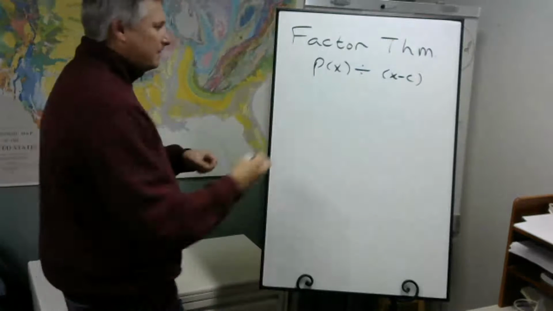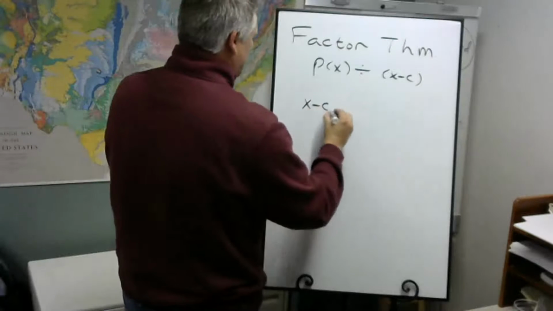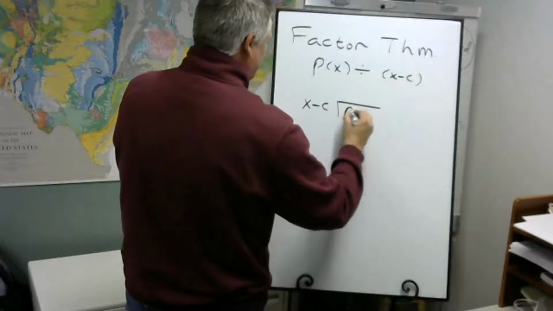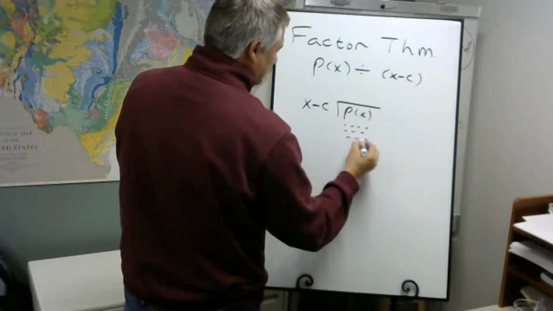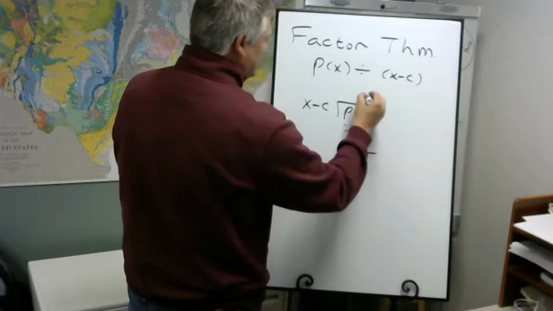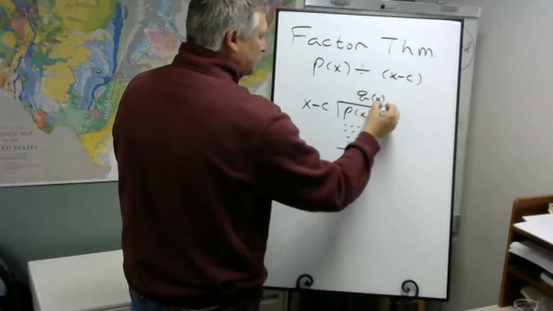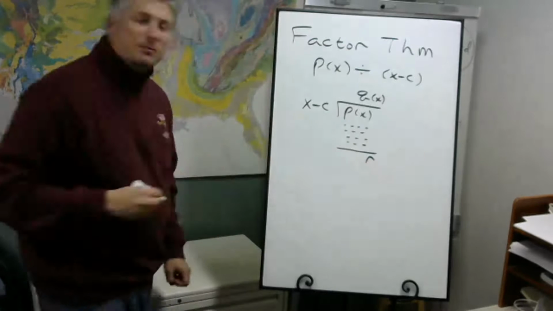So we do our usual setup. X minus c and the p of x. And we do our calculations. And then at the very end, we find out we have an answer q of x, and there's a remainder r.